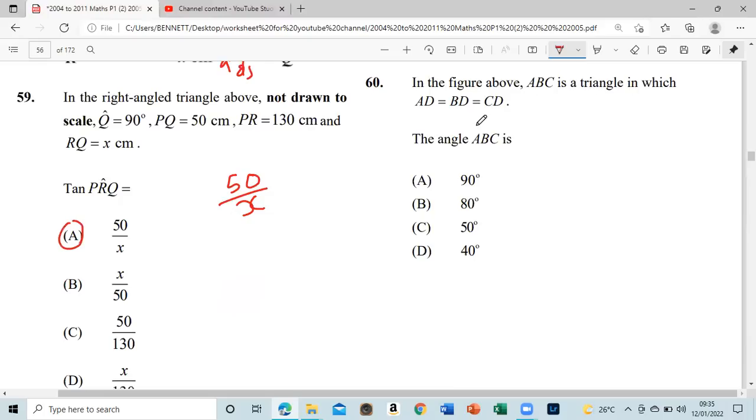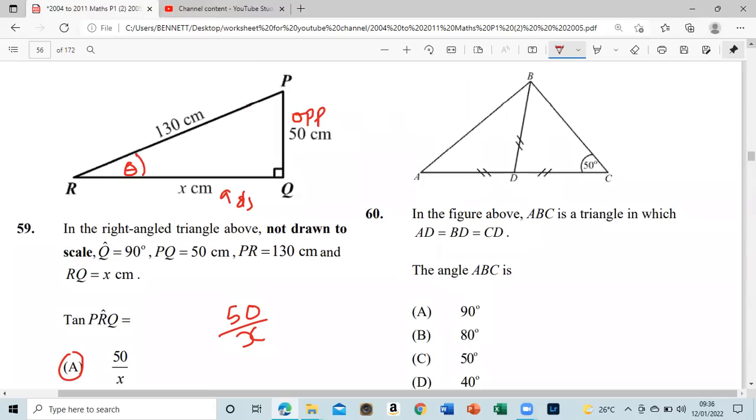And 60, our final one. In the figure above, ABC is a triangle in which AB equals BD and CD. Oh, there's a figure above. I was wondering what I'm talking about. All right, in the figure above, ABC is a triangle in which AB.